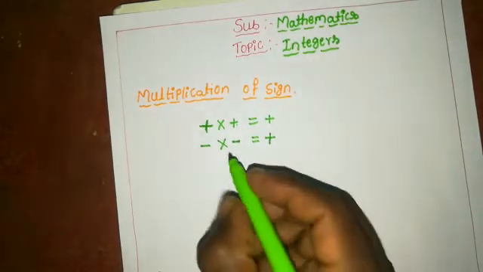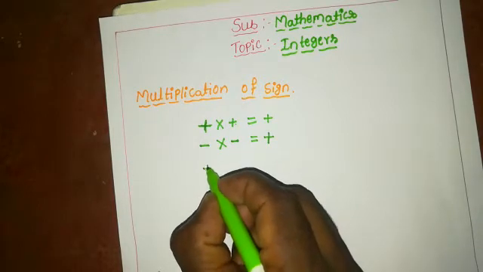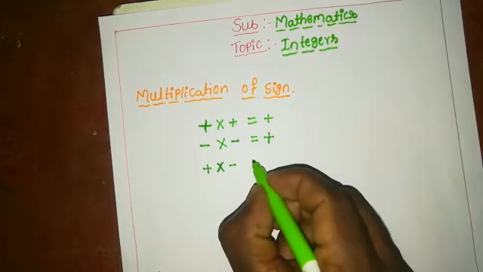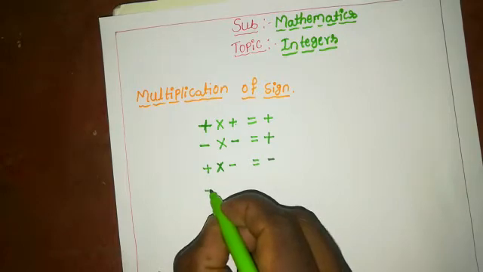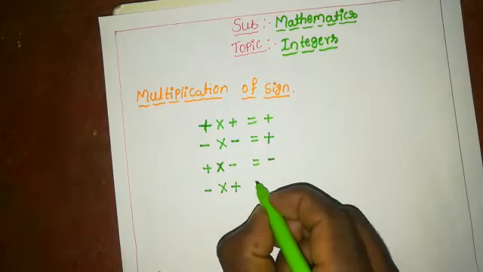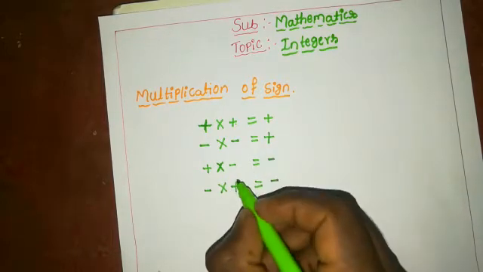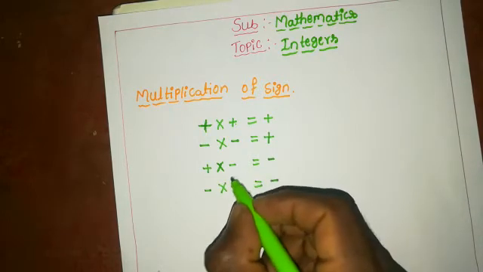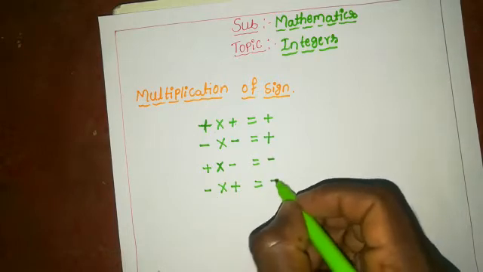Now when we are multiplying opposite signs, which means one is plus and another one is minus, plus into minus, we always get negative. Or if one is negative and another one is positive, which means minus into plus, here also we get minus. When we multiply opposite signs, in both cases we get negative, or minus.